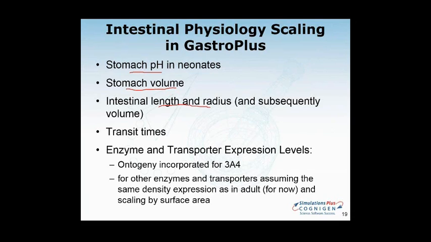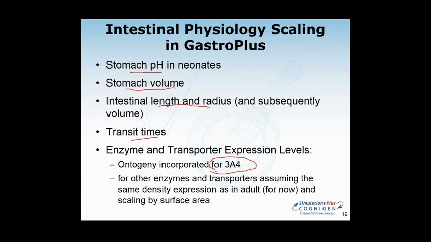Again, we assume that it's growing proportionally, so we were able to scale the adult lengths and radii down to pediatric. Transit times, again, we did have quantitative information, but keeping in mind the comment that I made earlier, these may be very dependent on the measurement method, so a little bit more uncertainty there. And when it comes to enzyme and transporter expression levels, we did have good information for 3A4, not much for other enzymes or other transporter expression levels changing in the intestine.